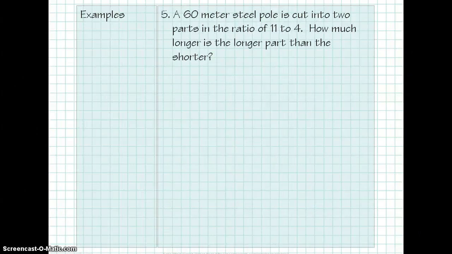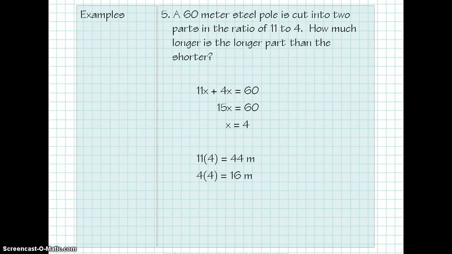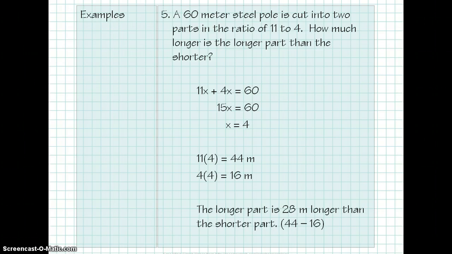Okay, so I have a 60-meter steel pole, and it's cut into 2 parts in the ratio of 11 to 4. How much longer is the longer part than the shorter? Well, again, I know that the pieces of my pole have to add up to 60. So that's how I'm going to set up my equation: 11x plus 4x equals 60. Combine like terms, so my common factor is going to be 4, which means one piece is going to be 44 meters. The other piece is going to be 16 meters, which means the longer part is 28 meters longer than the shorter part.